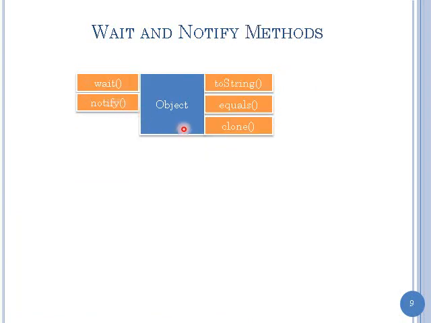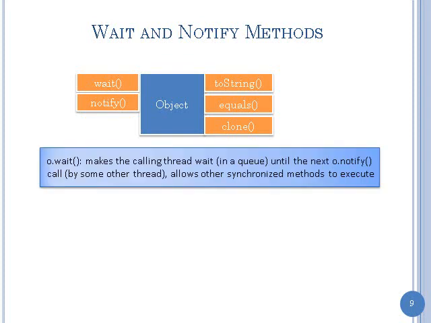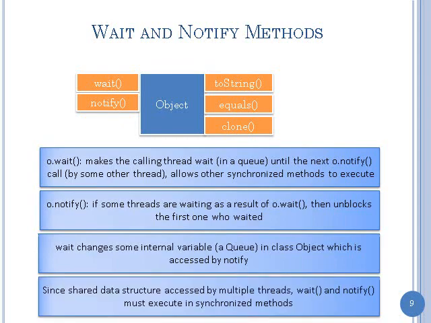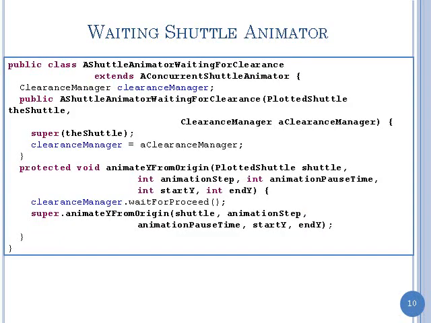So wait and notify methods, just as there are these three other methods like toString and equals that you've seen, there's wait and notify in there. Okay? And I'm just saying in text what I've said many times. And now let's just go and see how this all works out. So my shuttle animator now, in its constructor, has a clearance manager as an instance variable.